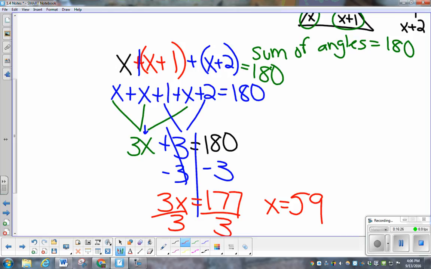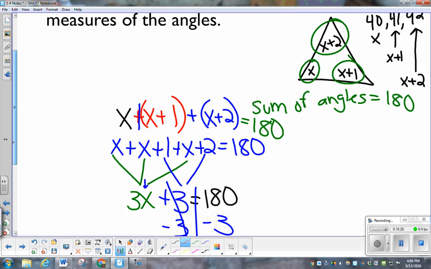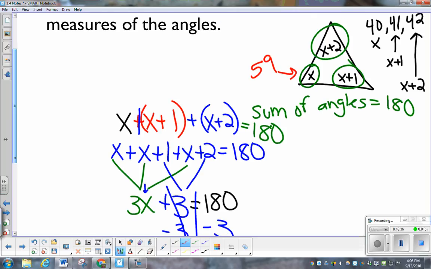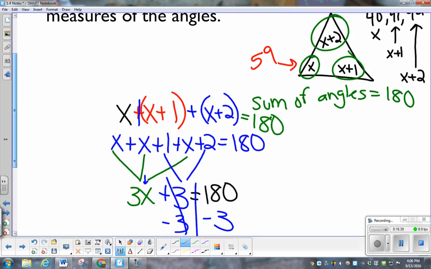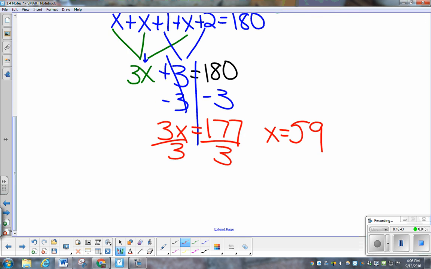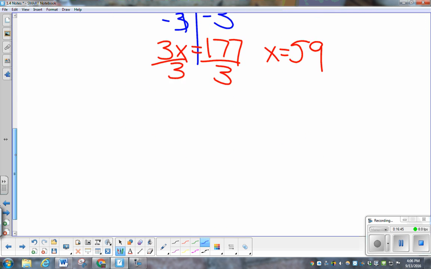Because I know x is 59, so if I scroll back up here, I know this angle is 59, but remember the question asks us for the measures of all three of the angles. So when we state our answer, we know it's going to be 59, and then 59 plus 1 is 60, and 59 plus 2 is 61. So here's how we would need to state our answer.